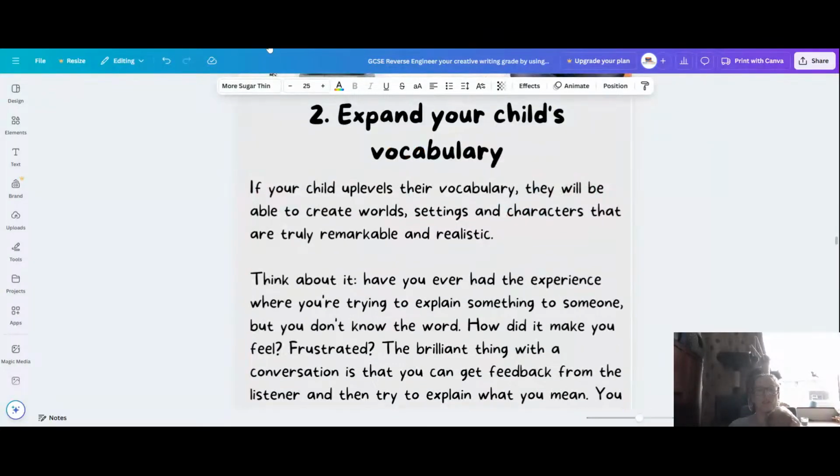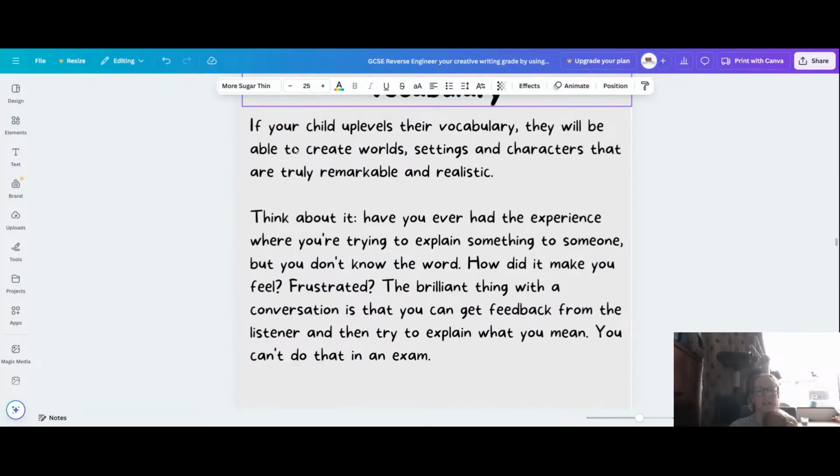Okay, and then expand your child's vocabulary. If your child has a rich level of vocabulary, they will be able to create worlds, settings and characters that are truly remarkable and realistic. It will also help your child to express their ideas clearly and convincingly. So think about it.